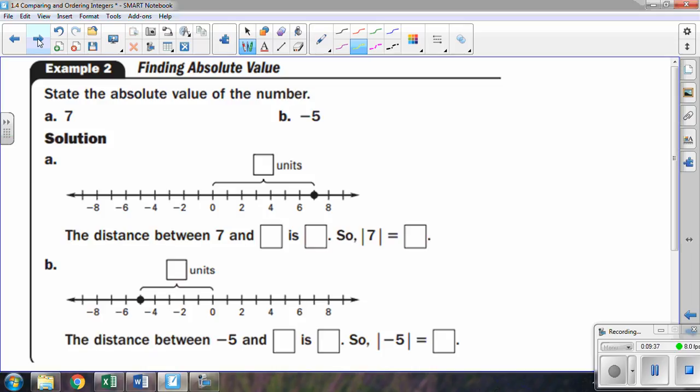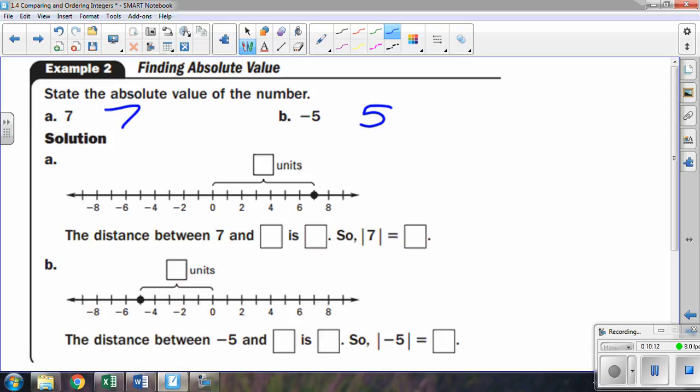Absolute value is distance. Distance we don't think of as having direction. Distance then is always positive because it's just the length. What's the absolute value of 7? Well, it just says make it positive. It's already positive, so it's just 7. For negative 5, what's the absolute value of negative 5? Make it positive, so it's just 5.